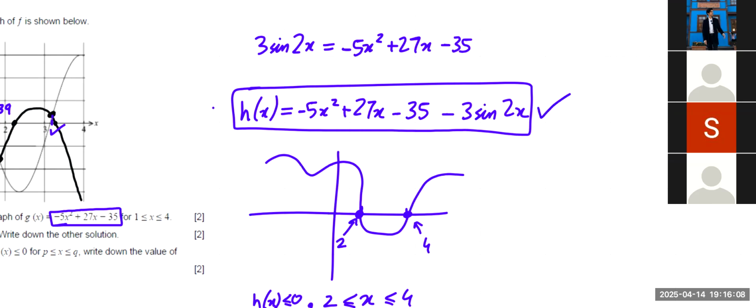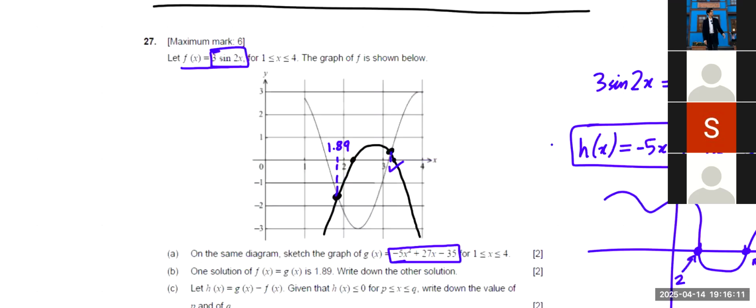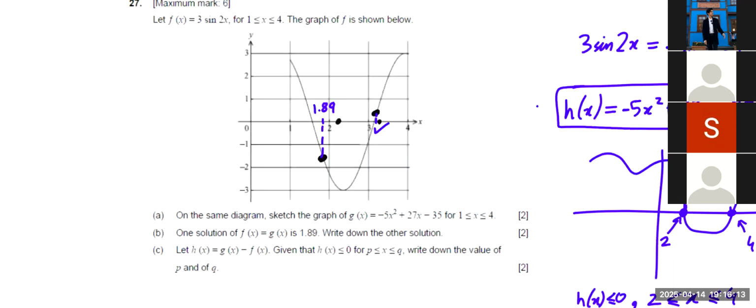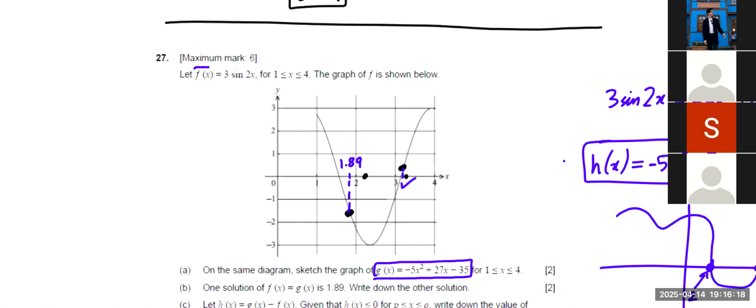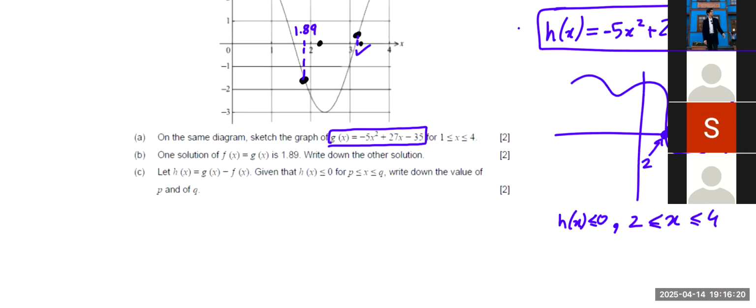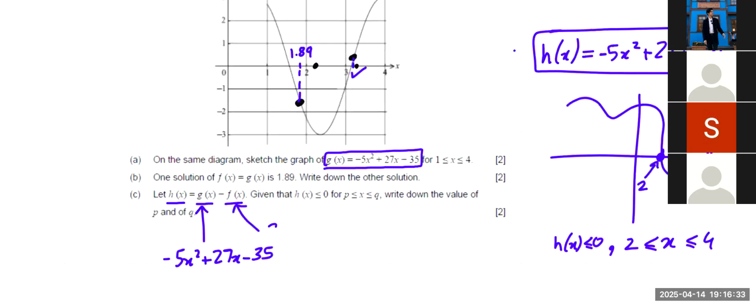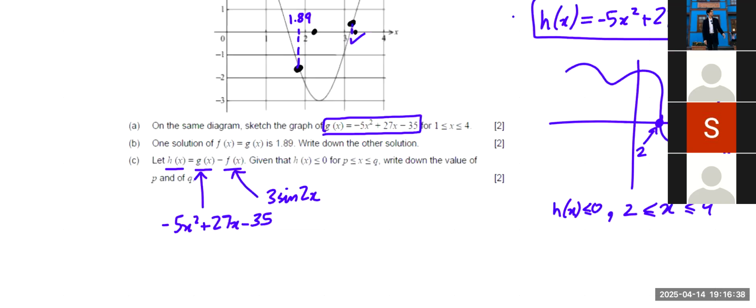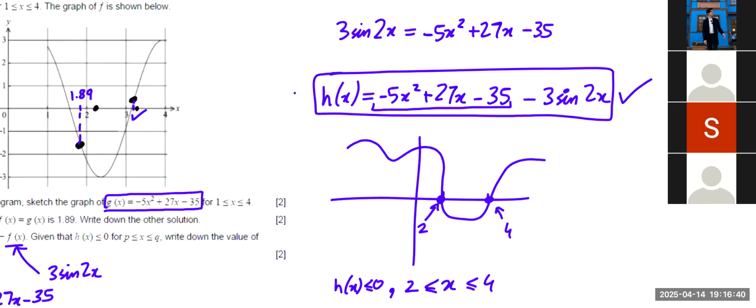No. Oh, okay. So you have g of x. This is like the definition of g of x, and this is the definition of f of x, right? The thing is, it says that h of x is equal to g of x minus f of x. G of x is simply minus 5x squared plus 27x minus 35, and f of x is simply 3 sine 2x, right? Oh, okay. So h of x is just a subtraction of both of them. See, that's the g of x part minus that's the f of x part. So the function definition makes sense now, right?